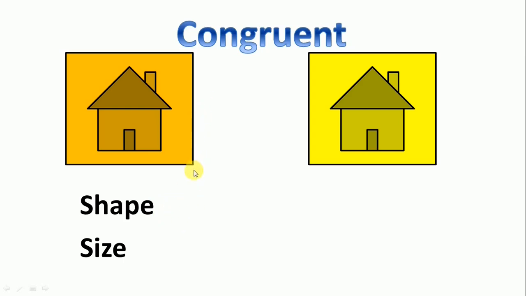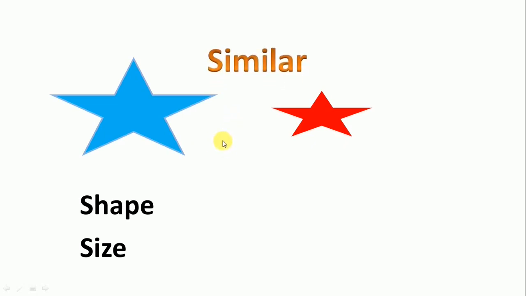Let's go to similar one. Look at these figures. These two figures, first we have to see the shape of the figure. The shape of the figure is same. Next we have to see size of the figure. The size of the figure is different, one is bigger and another is a little bit smaller. Then these type of figures we call similar. In similar, the shape should be same and size should be different.